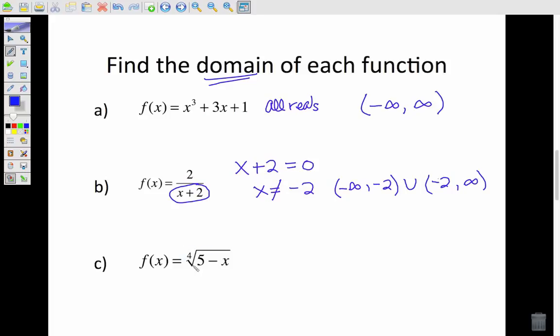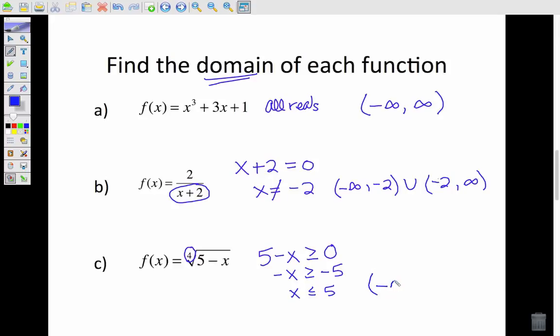Okay. All right, we talked about that even index. Here we've got an even index of 4. So when I take the 4th root of 5 minus x, 5 minus x has to be greater than or equal to 0 because you can't take the 4th root of a negative number. So negative x is greater than or equal to negative 5. I'm going to switch my signs. X less than or equal to positive 5. There's my domain. As long as this number here is less than or equal to 5, then I can take the 4th root of it.